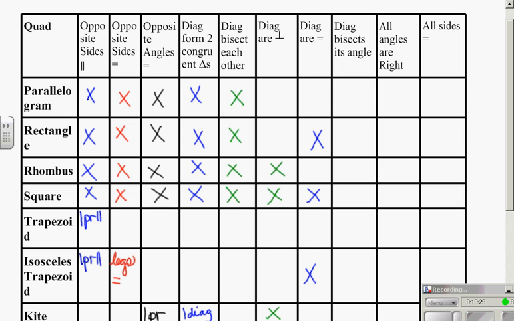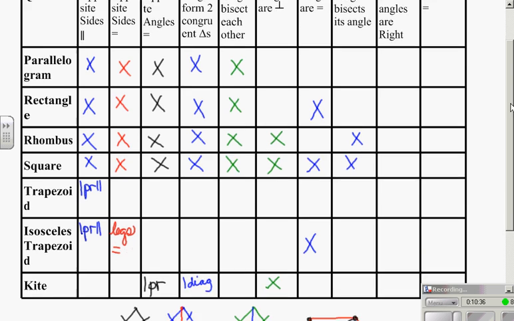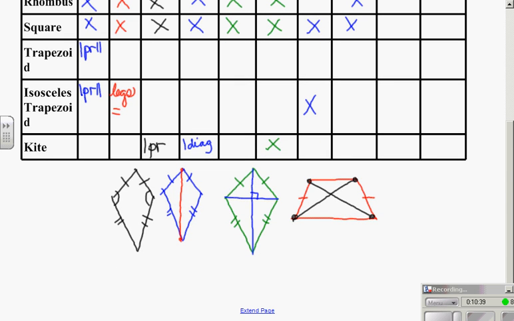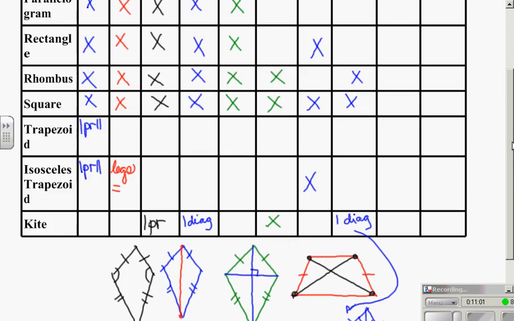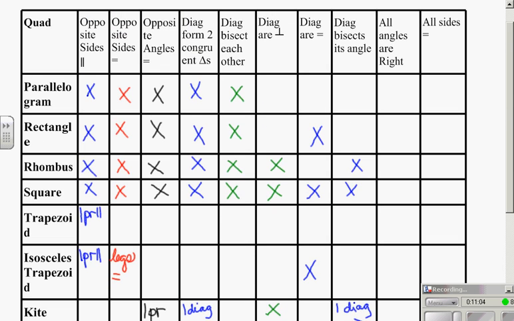Diagonals bisecting the angles happens in a rhombus and a square, and it happens with one of the diagonals of a kite. And that happens with that same line of symmetry diagonal right there. It will bisect its angles.